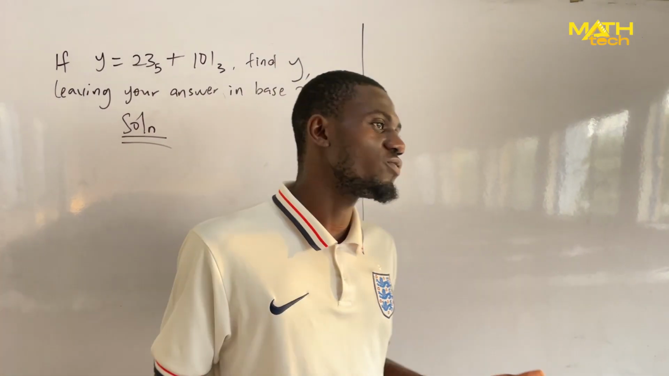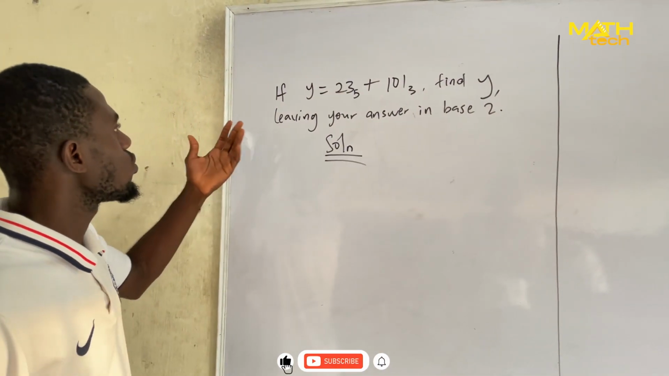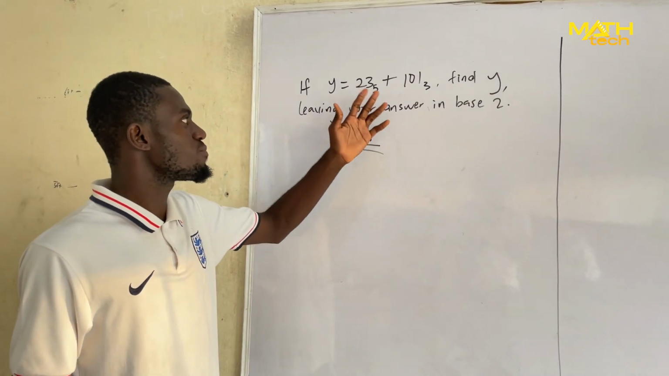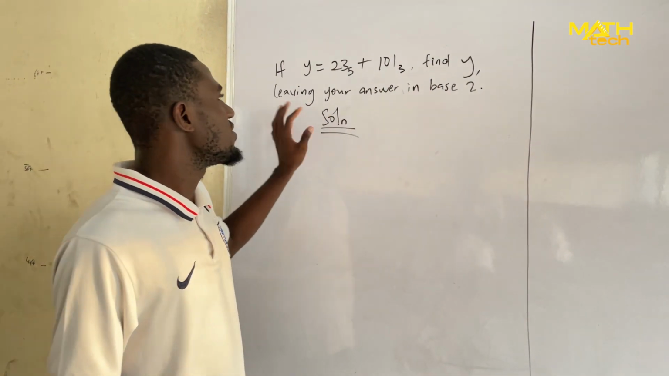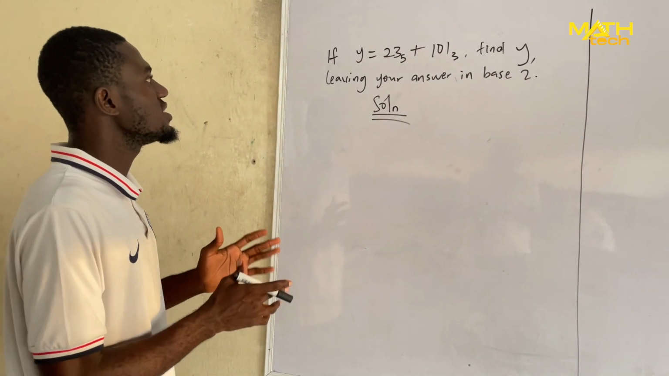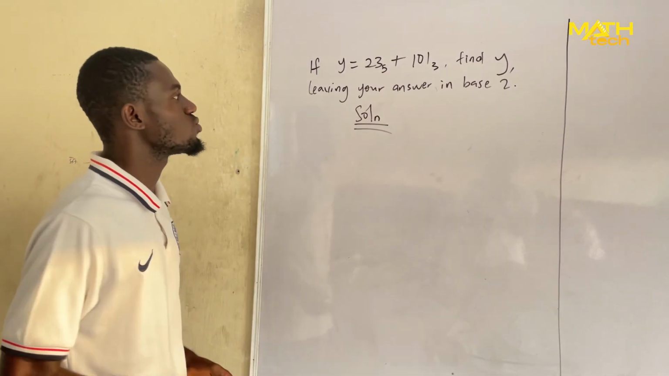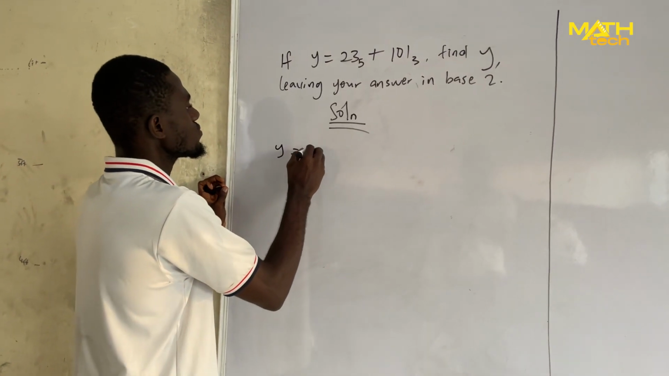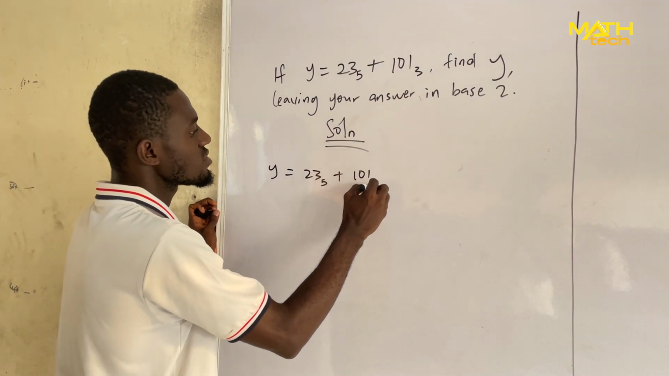Today we are here to solve a very simple and amazing question in number-based systems. You're given a question: if y is equal to 23 base 5 plus 101 base 3, we are asked to find y, leaving our answer in base 2. So this is quite simple. I will explain each of the steps we take in solving this and giving our answer back in base 2. So let's start. Now we are given y equal to 23 base 5 plus 101 base 3.